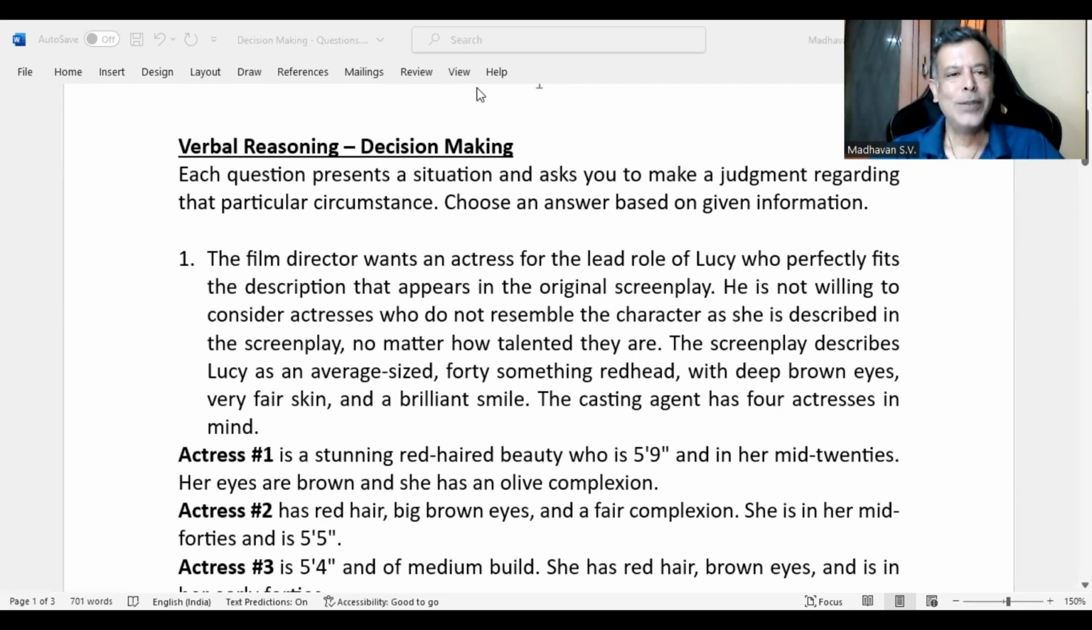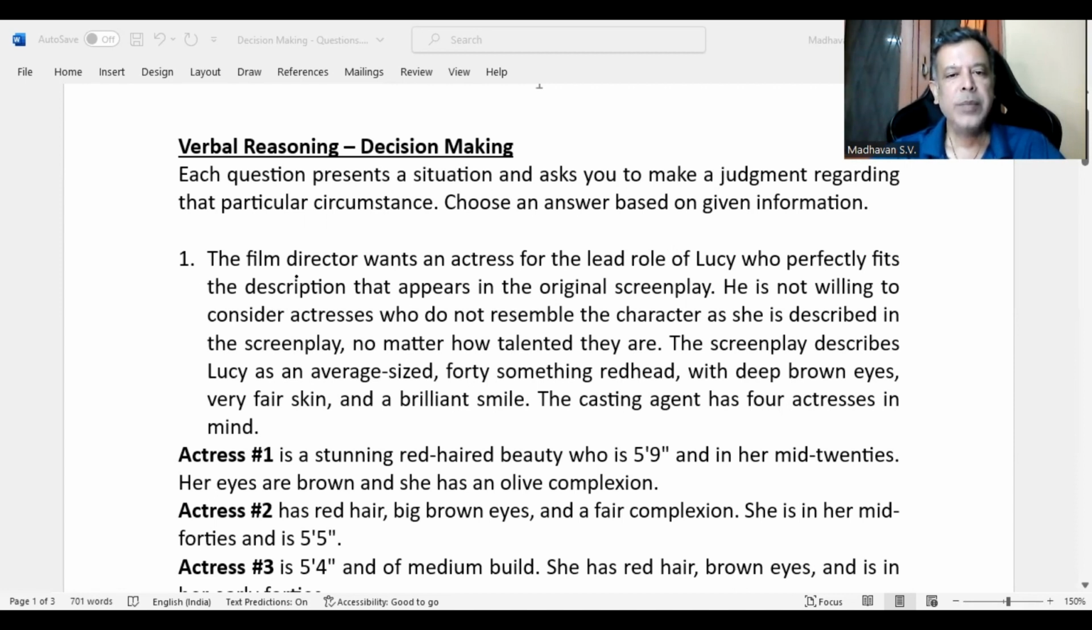In continuation to verbal reasoning, the next topic we are going to see is decision making. It is written, each question presents a situation and asks you to make a judgment regarding that particular circumstance. Choose an answer based on the given information.